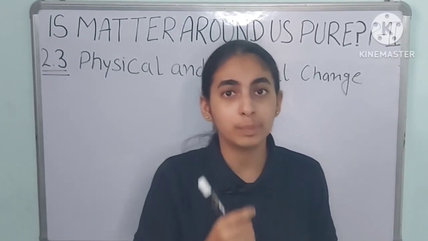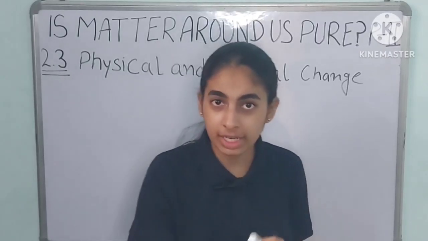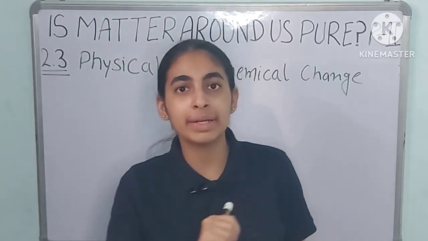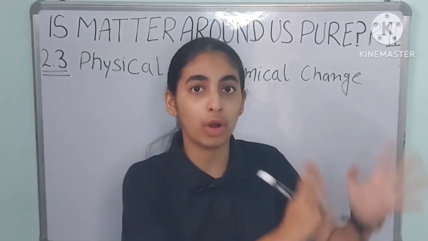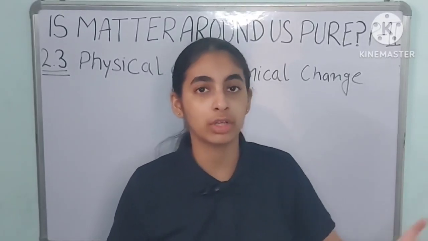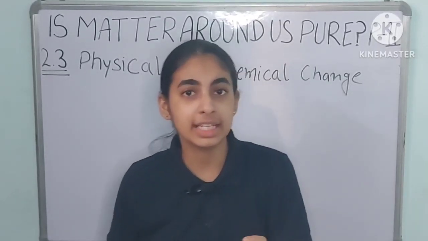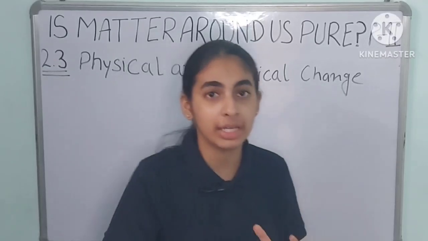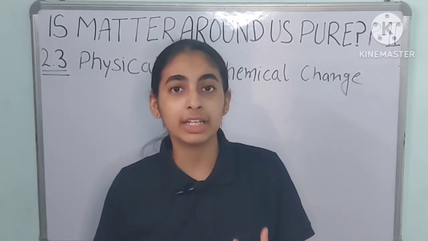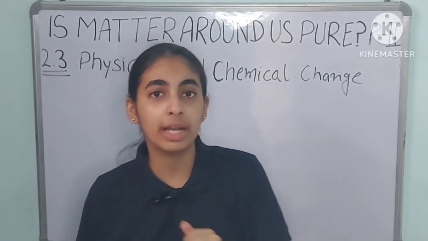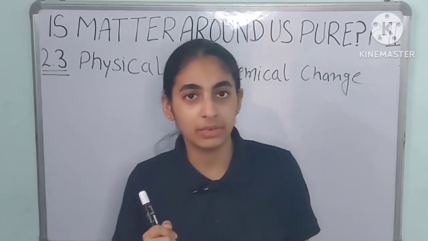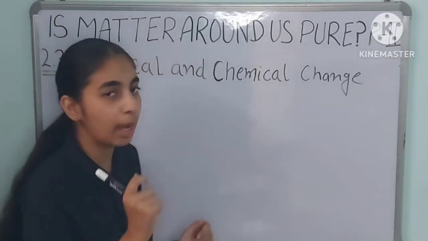We know that oil burns in air, whereas water extinguishes fire. So this is a property that makes oil different from water. A chemical change brings a change in the chemical properties, so we get a new substance. That's why it is called a chemical change, also called a chemical reaction. So this was physical and chemical change.